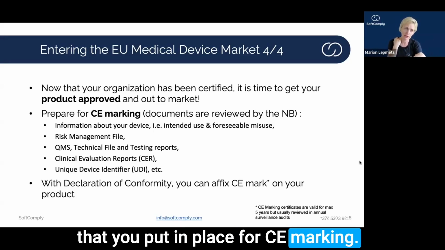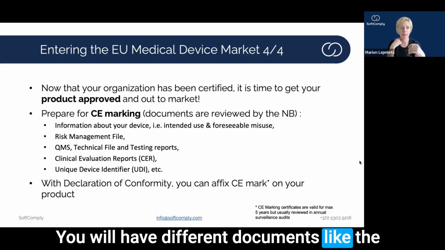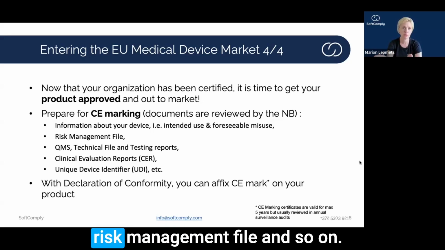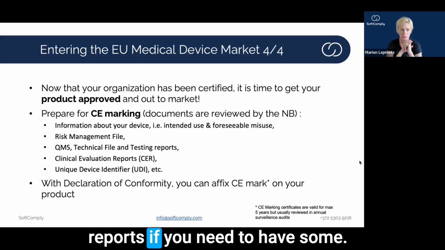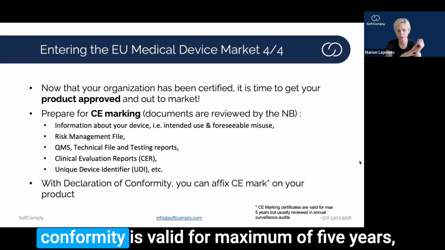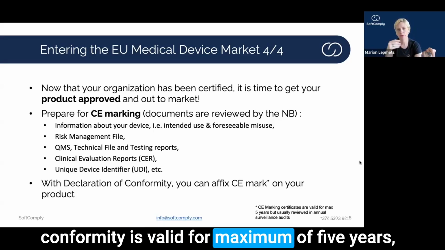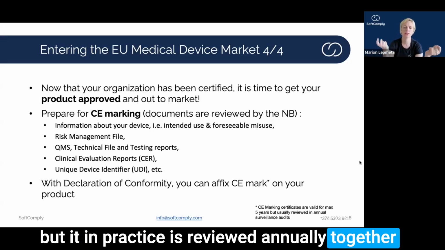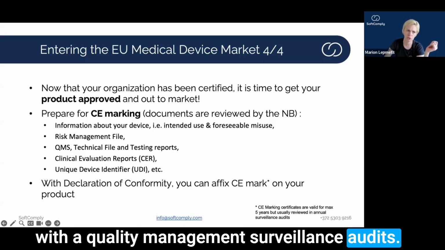For CE marking, you will have different documents like the technical file, your quality management system, product development aspects, risk management file, and so on. And of course, clinical evaluation reports if you need to have some. The CE mark, which is the declaration of conformity, is valid for a maximum of 5 years, but in practice is reviewed annually together with the quality management surveillance audits.